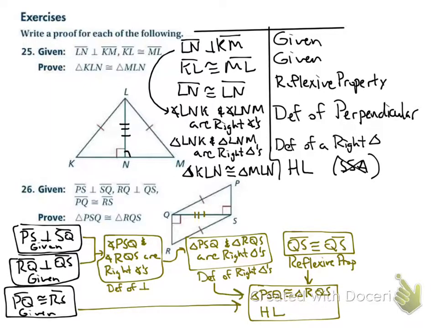and this one. Now, if you didn't want to write that as a flowchart proof, you could have written it as a 2-column proof, as I did in number 25. You'd have line 1, 2, 3, 4, 5, 6, and then 7.